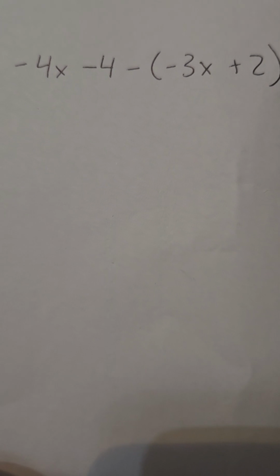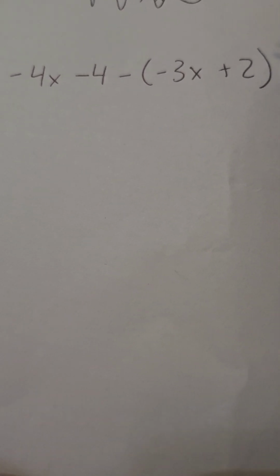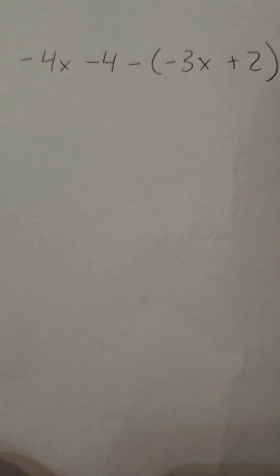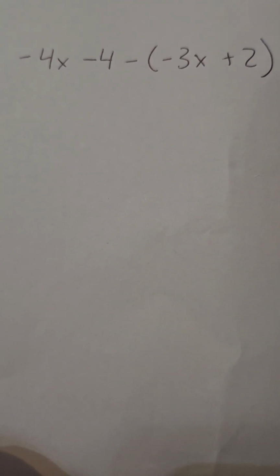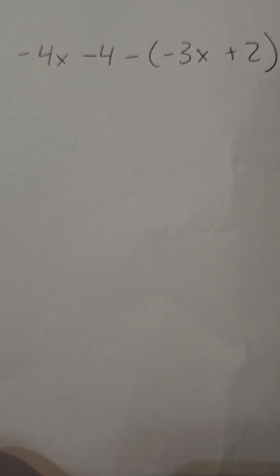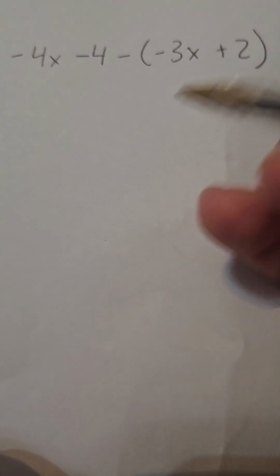So we need to remember that in order to combine like terms, we have to have all addition signs. We cannot move our terms around until we have addition because we need to use the commutative property and the associative property in order to move our terms around. So we have to change all of our subtraction signs into plus the opposite.